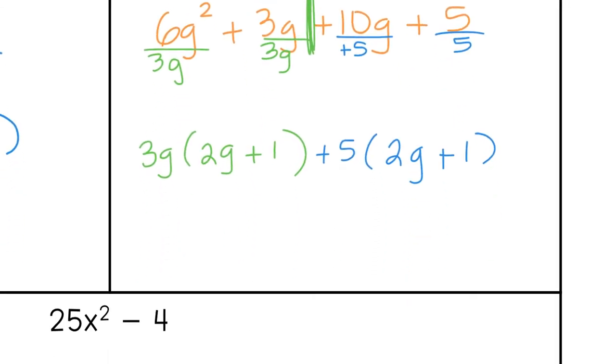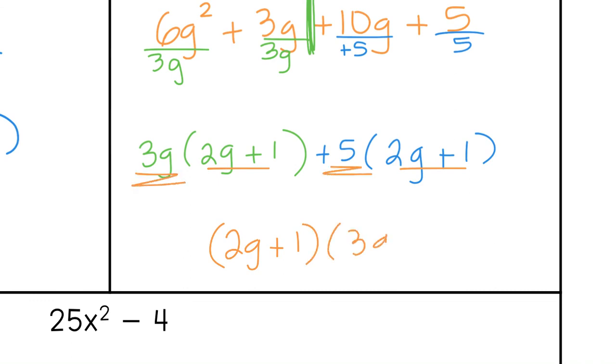So see how what's inside the parentheses is the same for both of them? So that's our first factor, 2g plus 1. And then anything on the outside is the other factor, 3g plus 5.